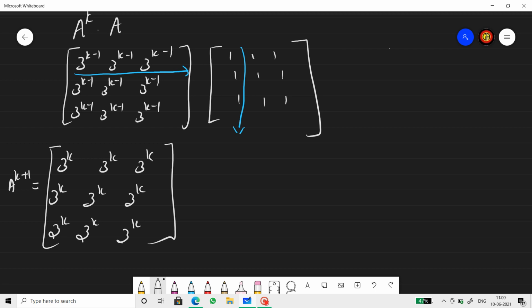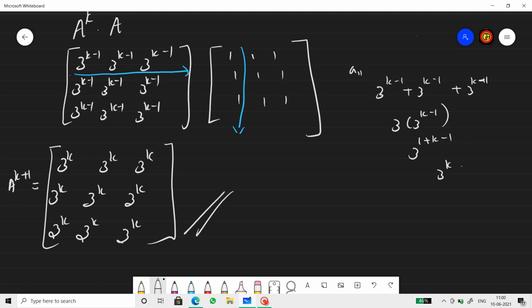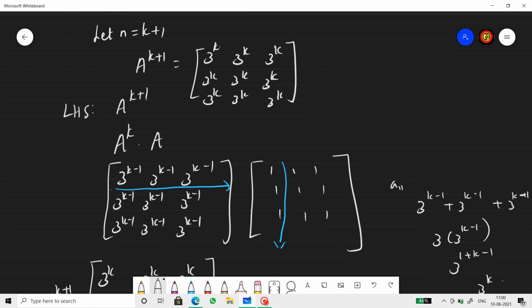Want to know that part once again? I'll do it here. First row into first column, we get 3 to the power of k minus 1 plus 3 to the power of k minus 1 plus 3 to the power of k minus 1 as my A11 element, alright? Now when I add all the three, this is 3 times 3 to the power of k minus 1. So 3 to the power of 1 plus k minus 1, which is 3 power k. Now this is what we got as A to the power of k plus 1. Can you see this? Hence we proved. So the second sum is over.